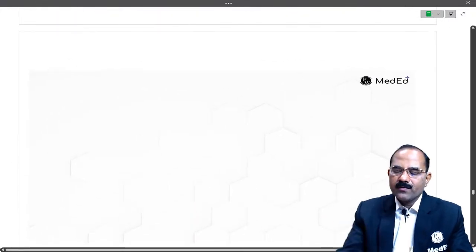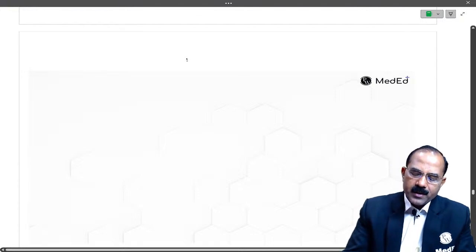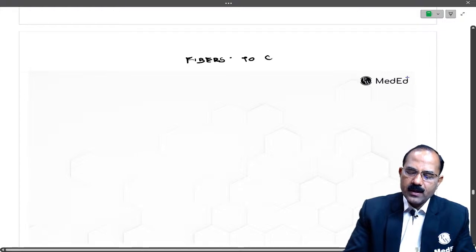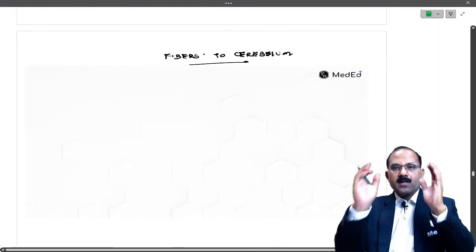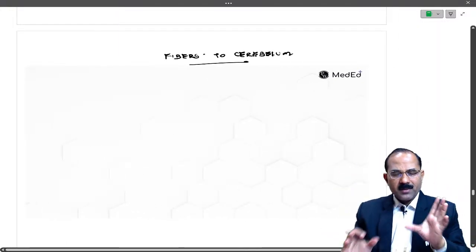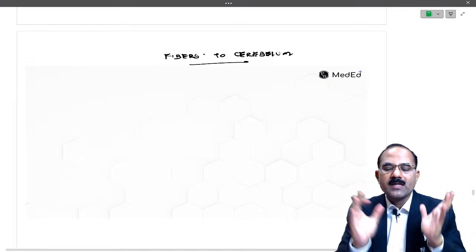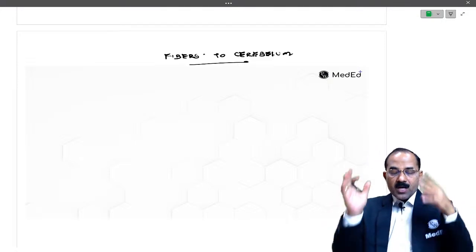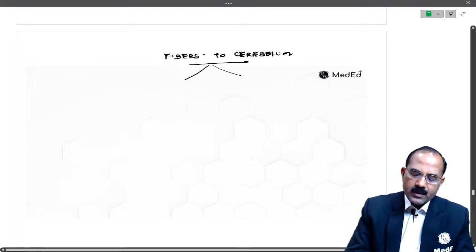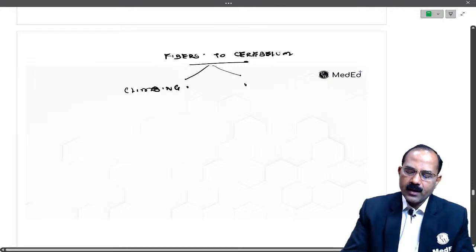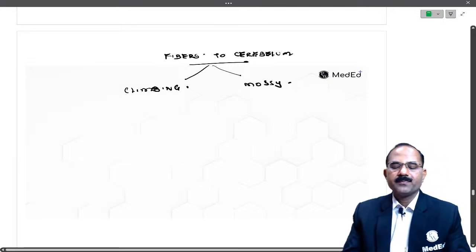Okay, I'll just tell you one thing. Cerebellum. The fibers to the cerebellum. Just remember this about the cerebellum, what we call the cerebellar circuit. So what are the fibers which come to the cerebellum? We group these fibers into 2 types. One is what we call climbing fiber and one is called mossy fiber.